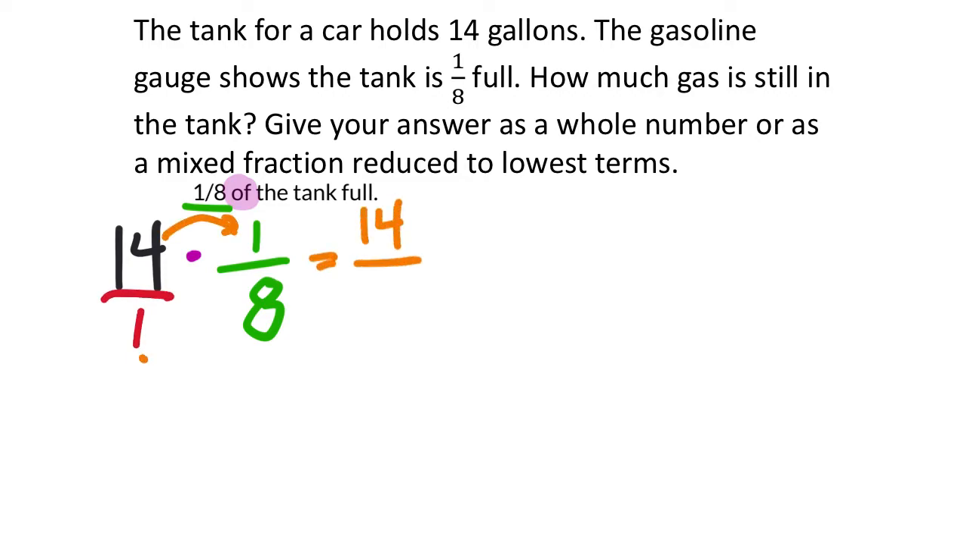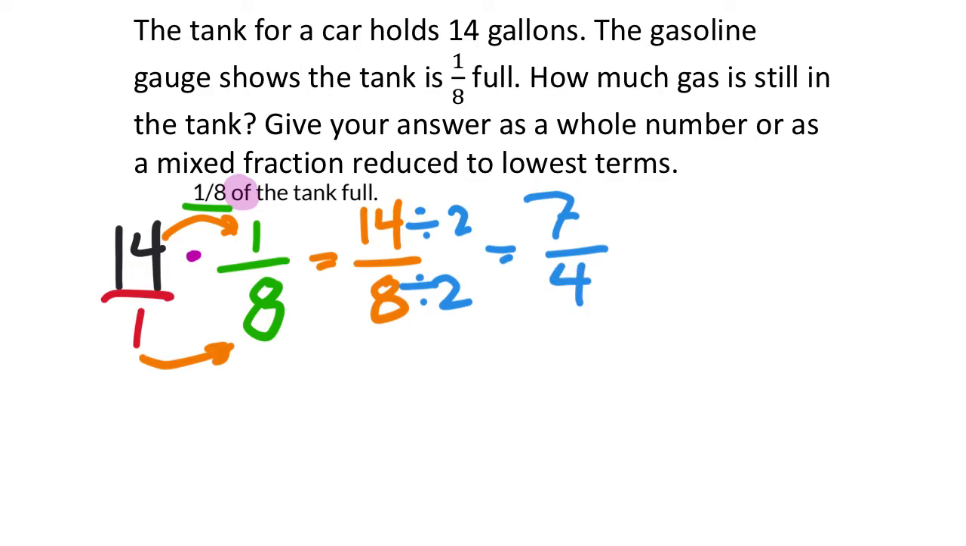And yeah, some of you would have cross simplified at that point. That's fine too. But 1 times 8 is 8. I'm choosing to simplify at the end here. That's okay. 14 and 8 are both divisible by 2. So let's go ahead and simplify this. 14 divided by 2 is 7, and 8 divided by 2 is 4.